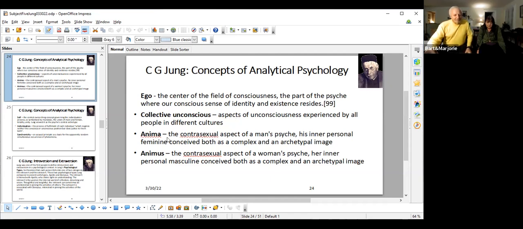We have the notion of anima and animus. The feminine, the anima, is the contrasexual aspect of the man's psyche, his interpersonal feminine conceived both as a complex and an archetypal image. So you have this image that goes with this complex here, whereas the animus, the masculine side, is the contrasexual aspect of a woman's psyche, her interpersonal masculine conceived both as a complex and archetypal image.